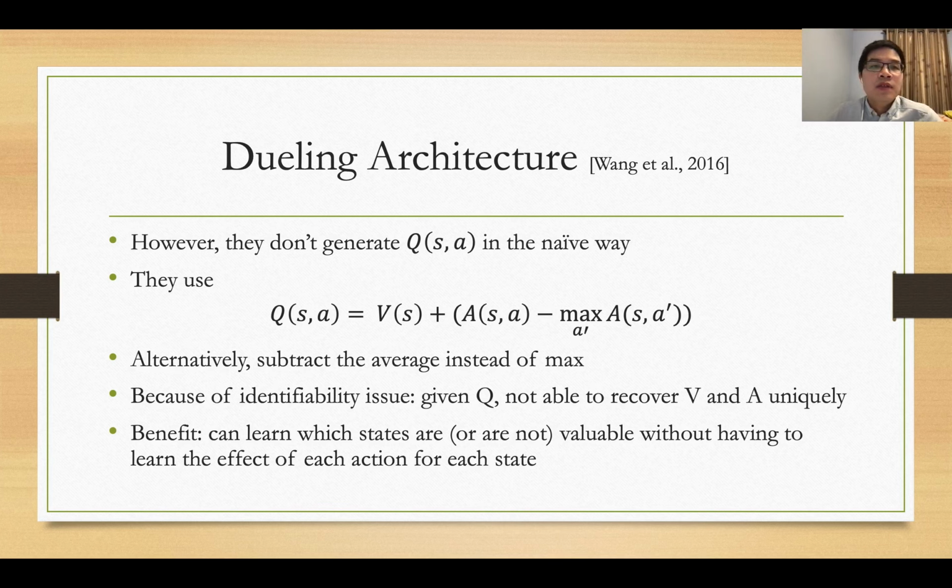The benefit of the dueling architecture is that we can learn which states are or are not valuable without having to learn the effect of each action for each state. The intuition is that sometimes all actions have no effect on the value of a state, and at that point it's better to just learn the state values instead.